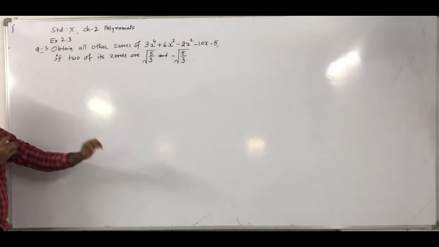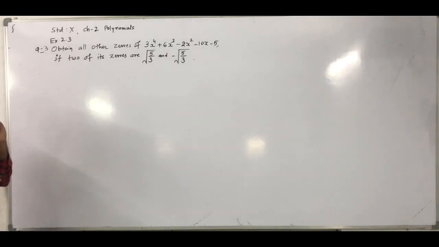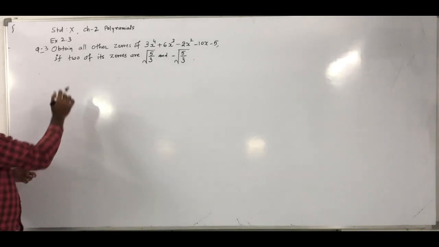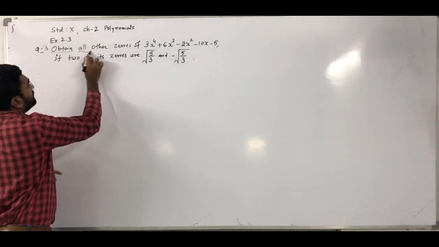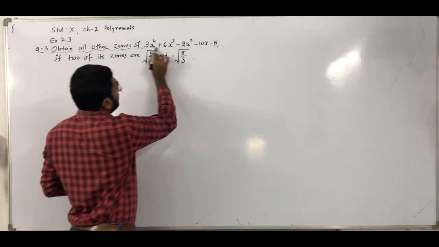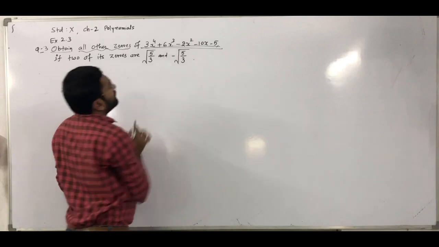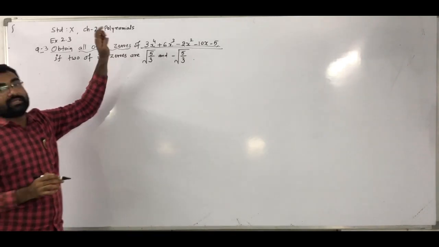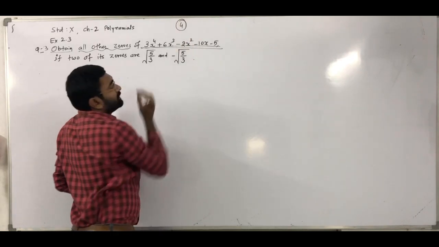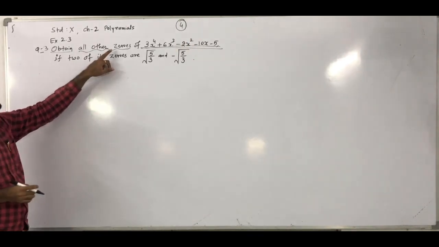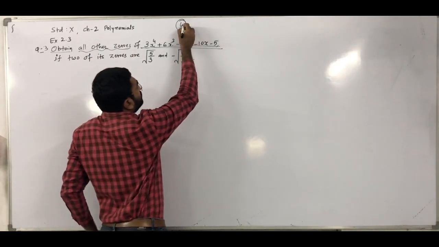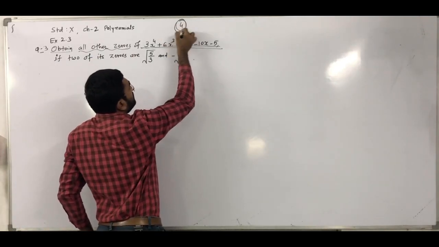Okay. Now for solving that question, first of all we have to understand the question. Here the question is given: obtain all the other zeros of that polynomial. Observe that the polynomial's degree is what? That polynomial's degree is 4. Right? So here they said about the zeros. If the degree is 4, then you get at most 4 zeros. At most, how many zeros do you get?